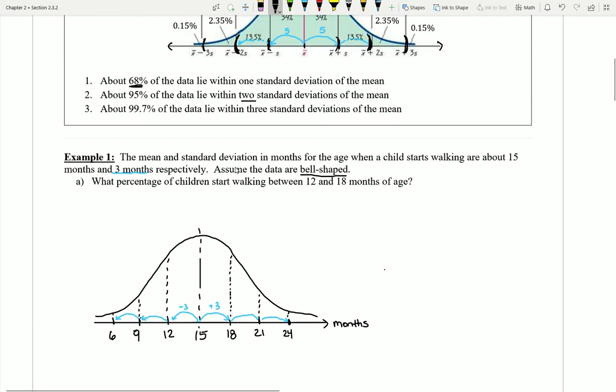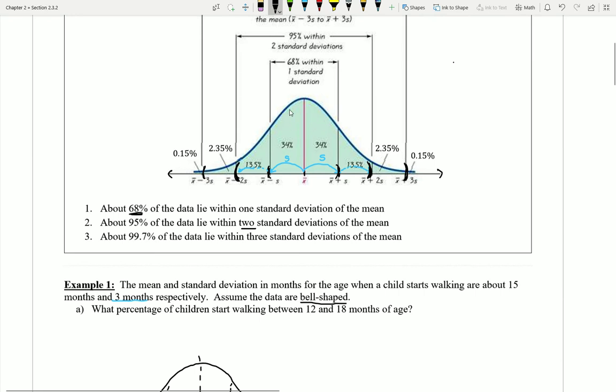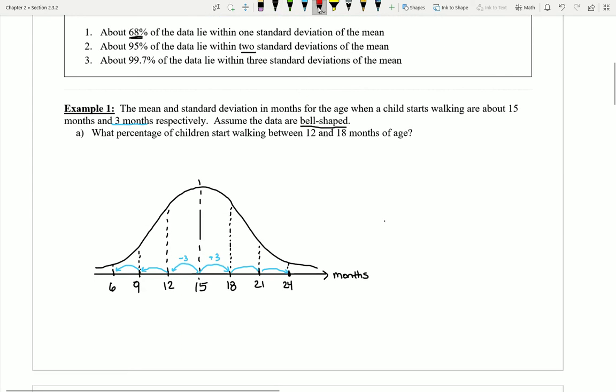Remember that the percentages I had up above are always going to be those same percentages. I'm going to write them out here in red. My middle pieces here have 34% on them. The next set of pieces are 13.5%. And then over here, these pieces are 2.35%. I'm just pulling these numbers exactly from the picture up above. And then this last portion down here is 0.15%. Of course, if you added all these together, you have 100% total.